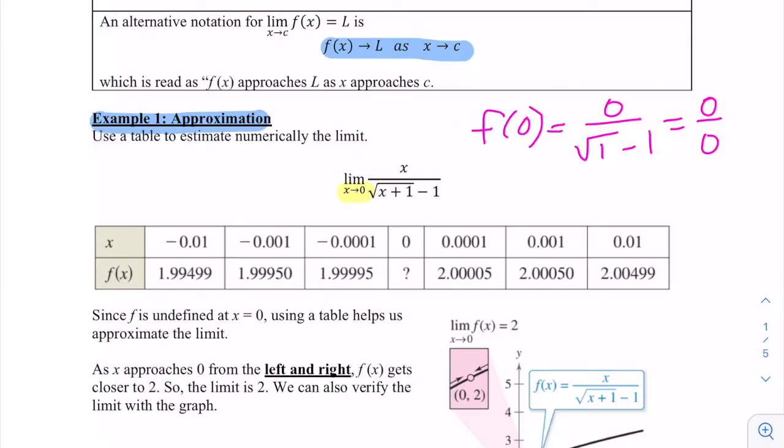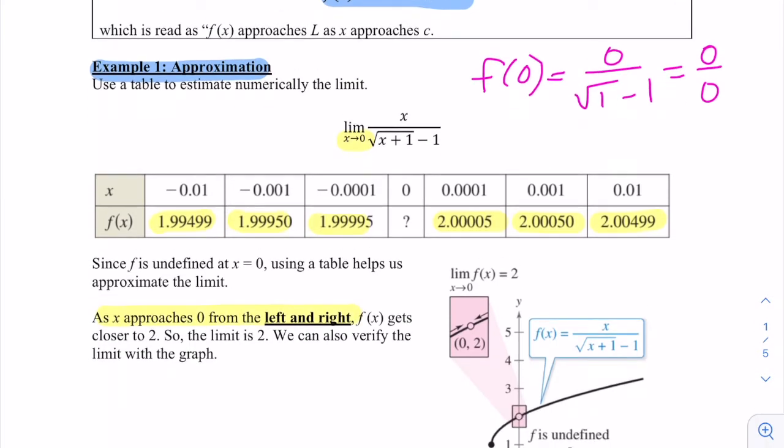As we're coming from the left, you can see the values are 1.99499, and then they go up to 1.9995. Coming from the right, from the positive, when x equals 0.01, we get 2.00499. As we get closer to 0, the value gets very, very close to 2. So as x approaches 0 from the left and the right side, it is getting closer to 2, so we can say that the limit is 2.